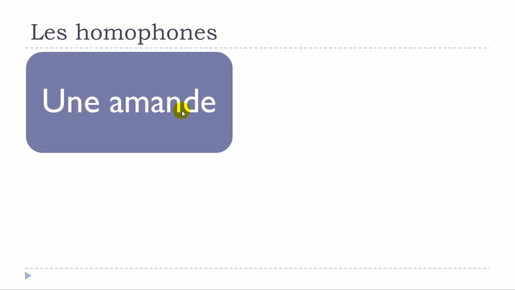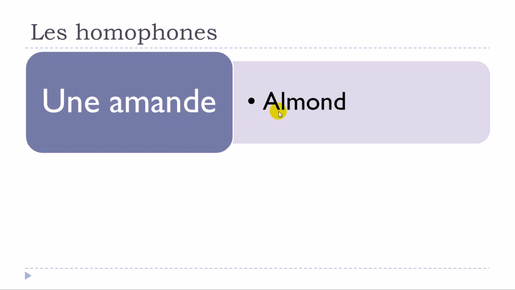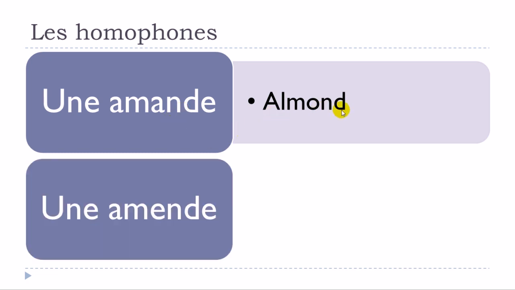Une amende, and that's what it means. And then une amende. So here you can see that the only difference is here you get an e and here you've got an a. Okay, so amende, and the meaning is fine. We're talking here about the nice little gift you will get if you break the law. Une amende.